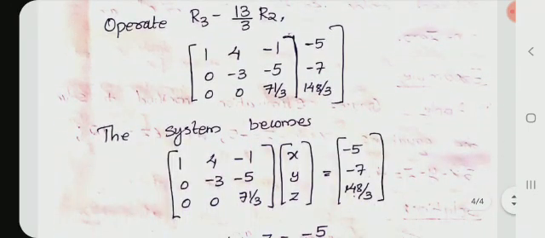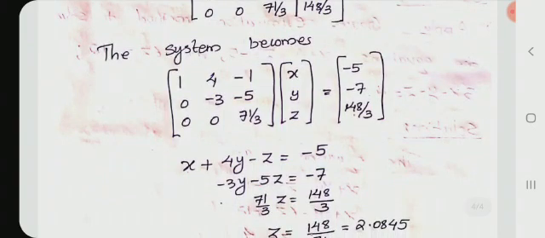Now we write the system as 1, 4, minus 1, 0, minus 3, minus 5, 0, 0, 71 by 3 into x, y, z is equal to minus 5, minus 7, 148 by 3. Write the equations: x plus 4y minus z is equal to minus 5, minus 3y minus 5z is equal to minus 7, 71 by 3 z is equal to 148 by 3.